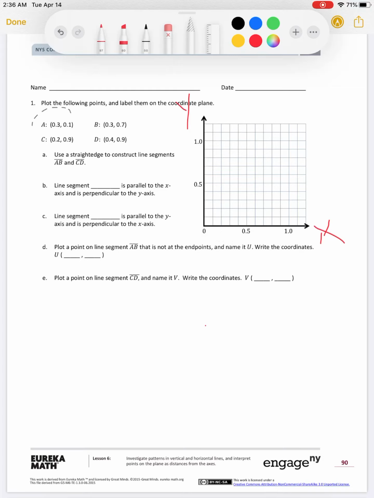They want us to plot A. So Ms. Durham is here. Okay. A, remember that x goes first. So the first coordinate is always x. The second one is always y in your coordinate pairs.